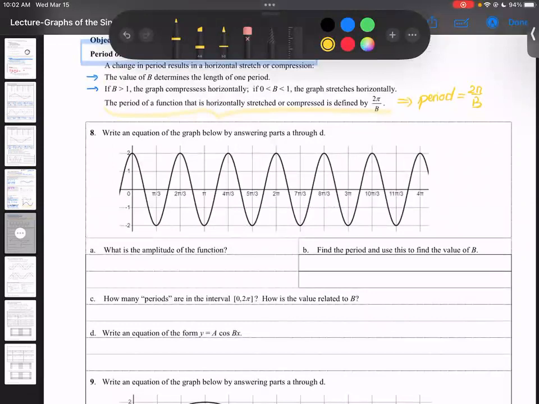If you look at the graph, amplitude is the absolute value of a. What is the amplitude? What is your range? Look at the graph. Don't look at me. Yeah, the range is -2 to 2, right? So my amplitude is going to be 2. Remember, the amplitude is half of the height, right?